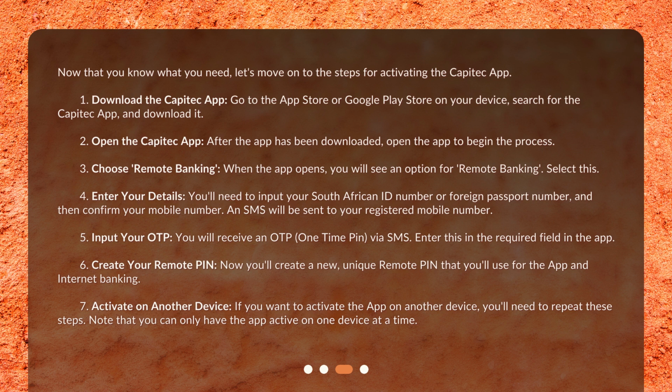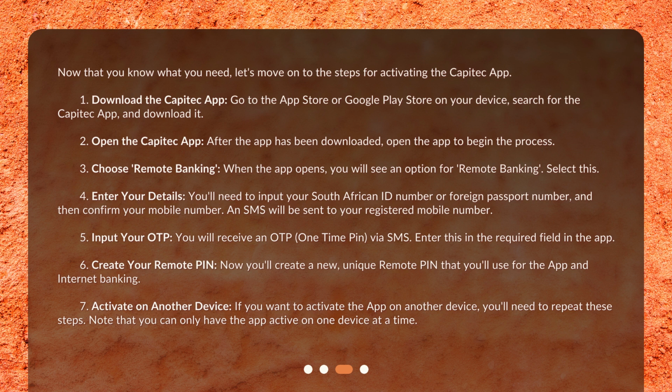5. Input your OTP. You will receive an OTP, one-time PIN, via SMS. Enter this in the required field in the app. 6. Create your remote PIN. Now you'll create a new, unique remote PIN that you'll use for the app and internet banking.